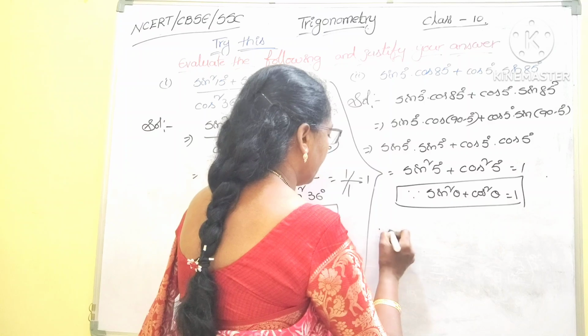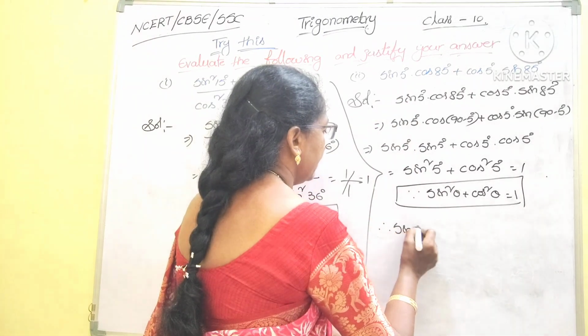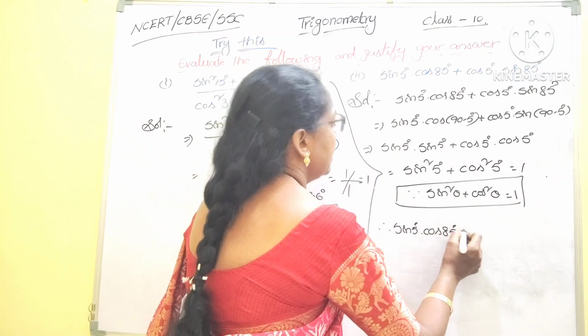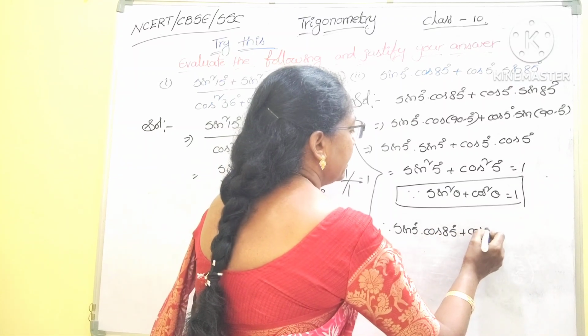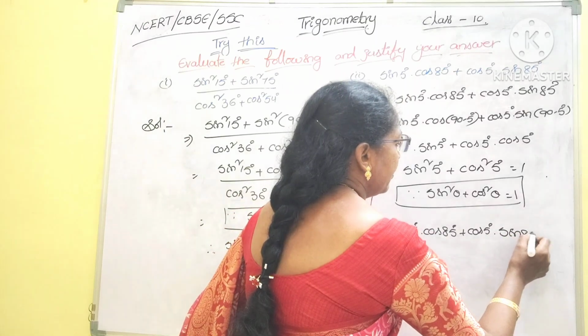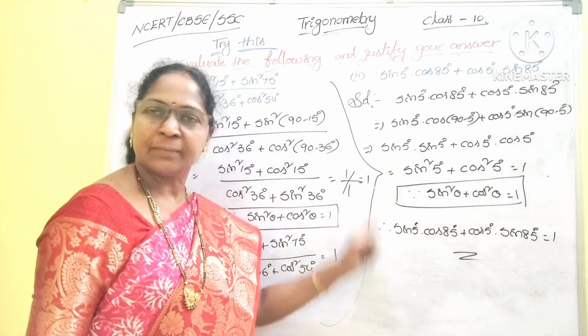So, therefore, given question, sin 5 degrees into cos 85 degrees plus cos 5 degrees into sin 85 degrees, that equal to 1. This is the answer. Any doubts?